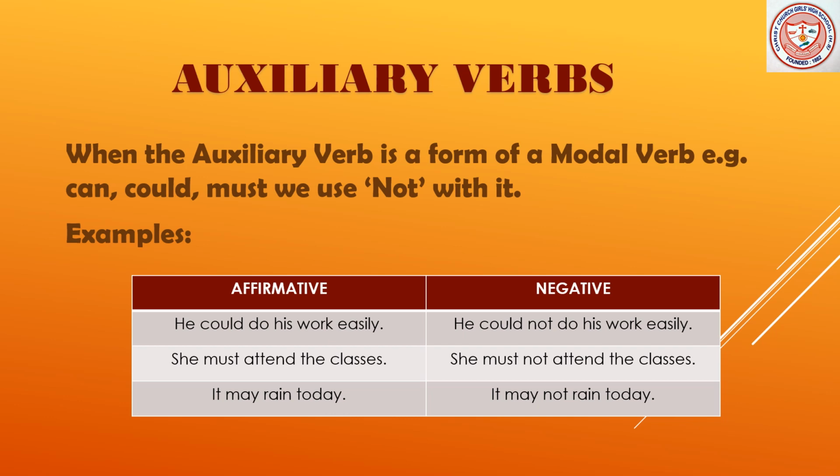Next one. It may rain today. You can easily understand that this is a positive or affirmative sentence. So what will be the negative one? That means negative sentence. It may not rain today. Here we have used not after the auxiliary may. So it will be a perfect example of negative sentence.